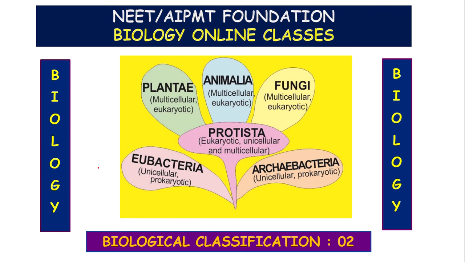So, we started discussing the basic characteristic features of these 5 kingdoms, out of which we have completed Monera and Protista. Fungi, Plantae and Animalia we are going to discuss, and after that in detail we are going to discuss each and every kingdom in this biological classification. Are you ready children? Let us proceed. Kingdom Plantae. What are the characteristic features of kingdom Plantae?